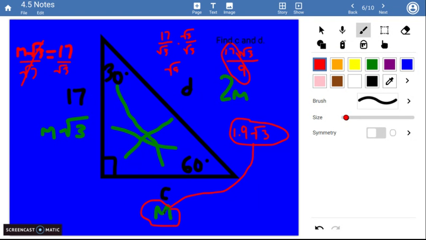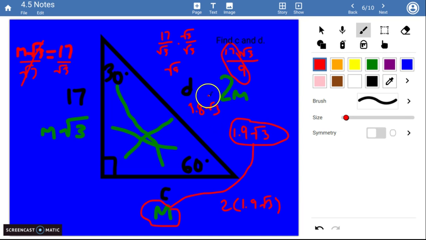But now it gets a little easier when you want to find the d, which is 2m. So all you have to do is 2 times what m is. That's 1.9 root 3. And all you have to do is combine like terms. The root 3 will stay the same, but we just do 2 times 1.9, and we get 3.8. So d equals 3.8 root 3.